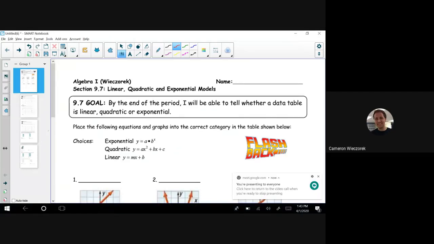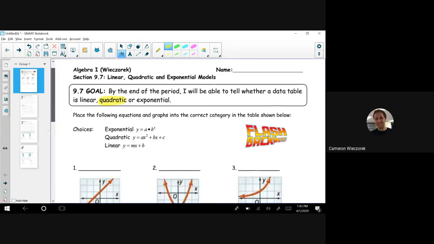All right, so this is section 9.7, and what we're going to look at in this section is how to decide whether or not a data table that's given to you represents a linear, a quadratic, or an exponential function. And really, we've done this before for linear and exponential functions in chapter 5 and chapter 7. So the big new one for today is going to be to focus on quadratic functions. Okay, but we'll review some linear and some exponential ones as well. So you have some tricks in your math toolbox.